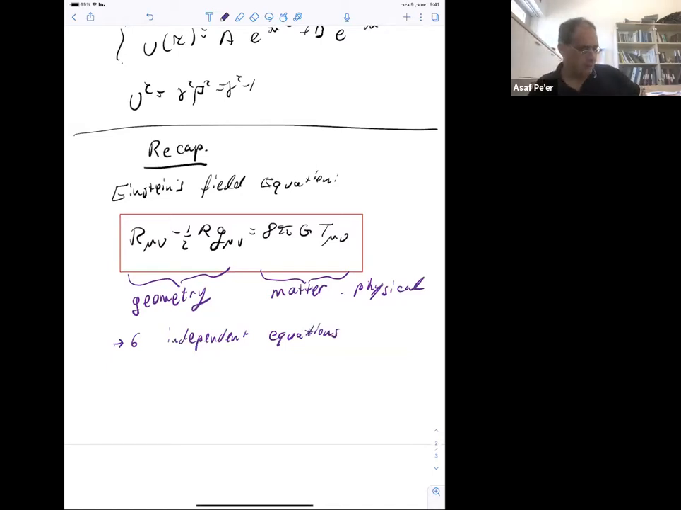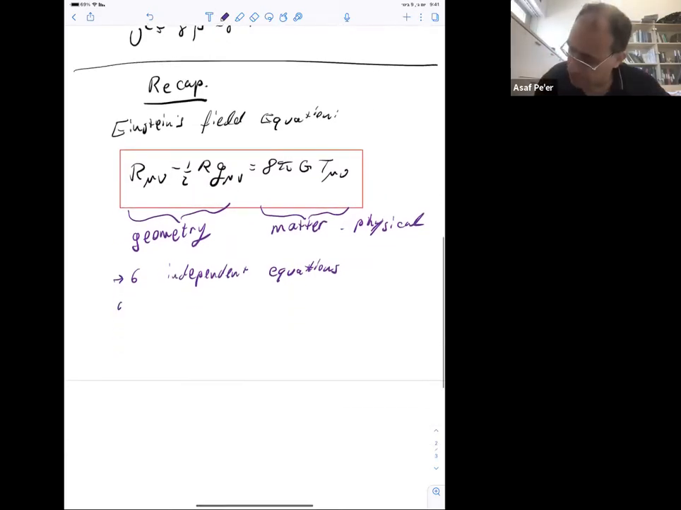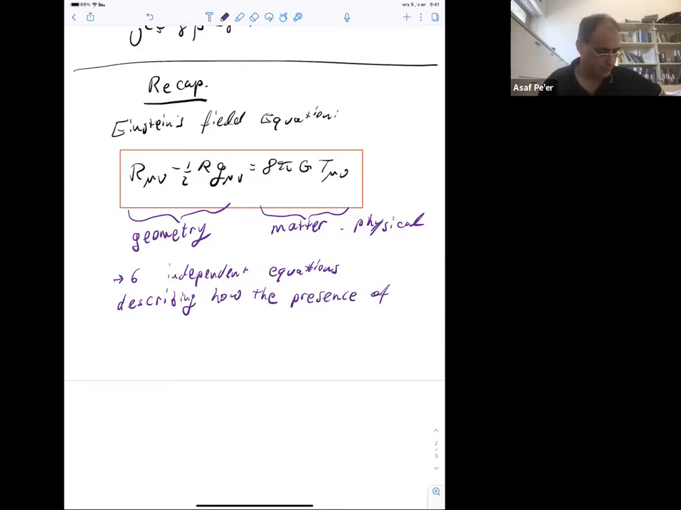Now, as I say, the importance: it expresses how the presence of energy or mass acts to curve space-time, describing how the presence of energy or mass acts to curve space-time.